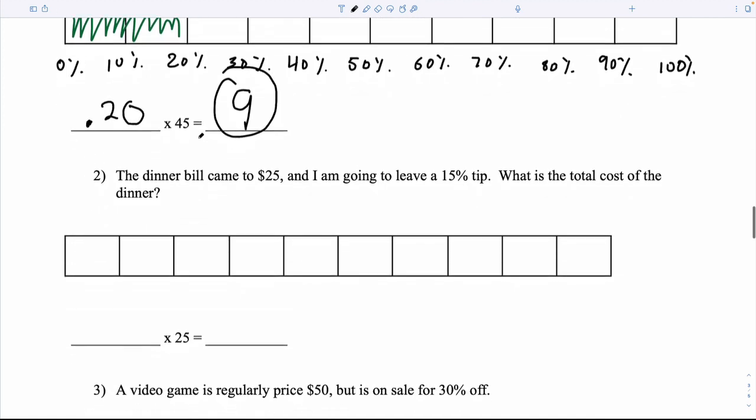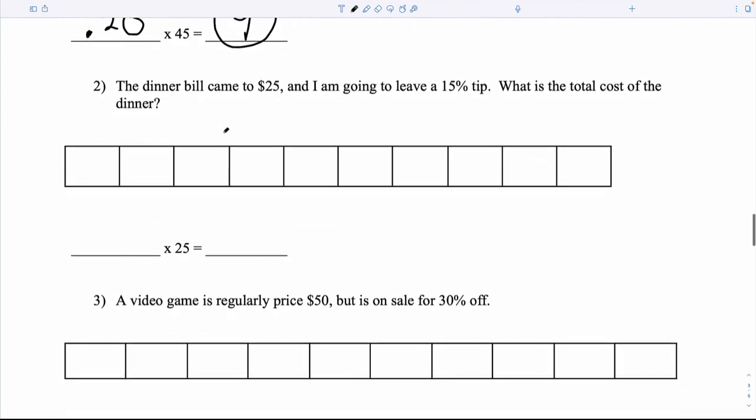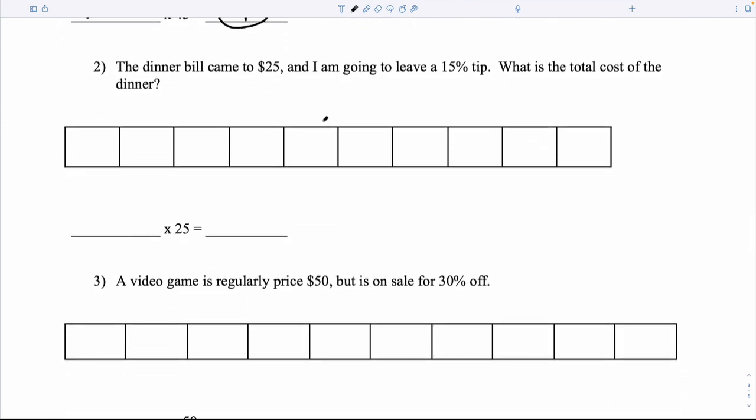Sean. After notes, somebody's going to remind me, and we're going to check the time. Number 2, the dinner bill came to $25, and I'm going to leave a 15% tip. What is the total cost of the dinner? Cameron. It is a markup because it's a tip. Put an arrow up for number 2, and let's label the bar model first.